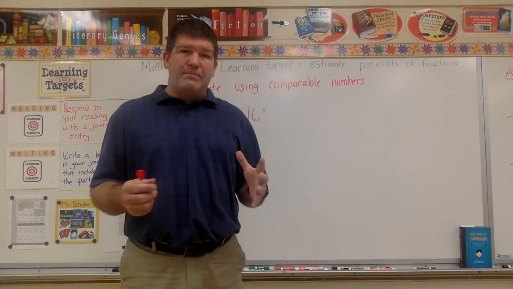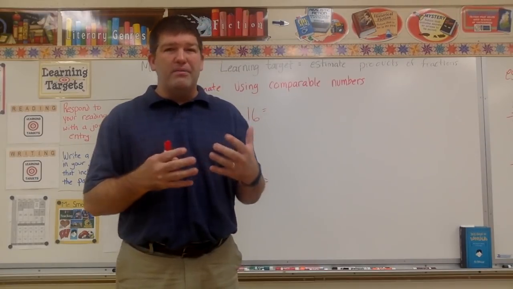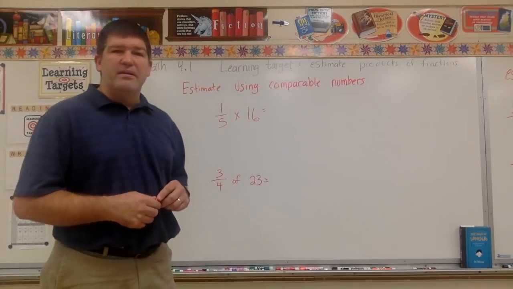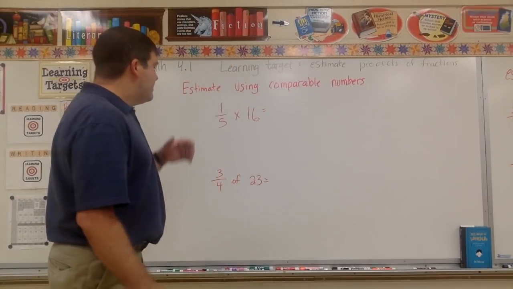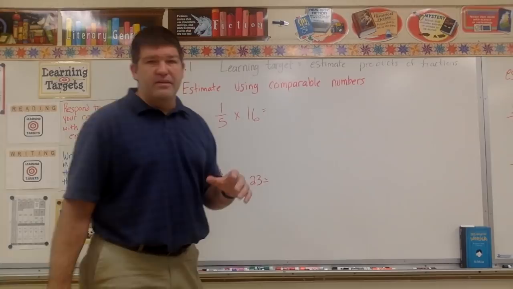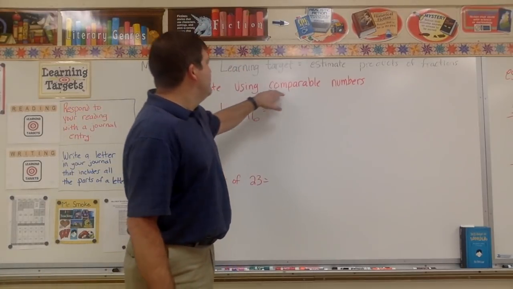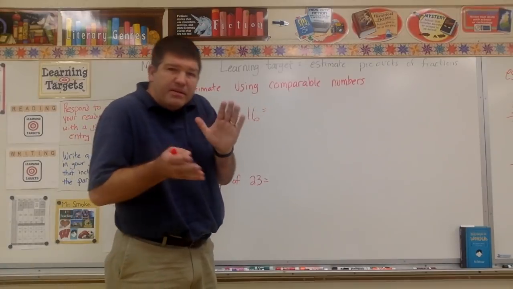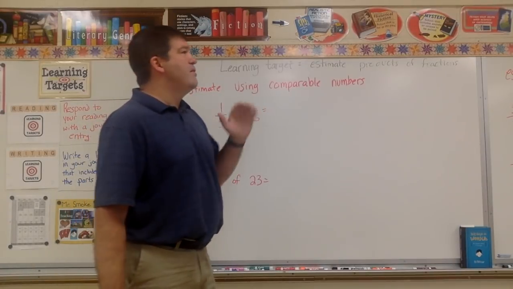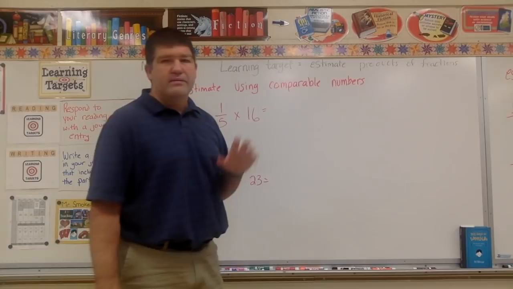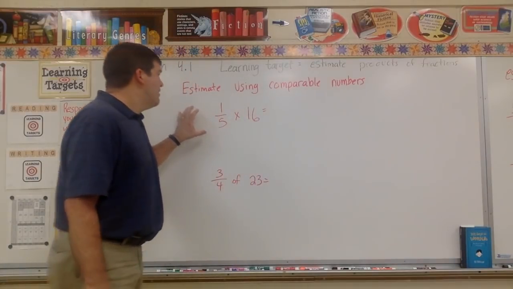But you want to estimate. So it's about. It's not the exact, but it's about. Okay? Now, I'm going to tell you a couple different ways to do this. You can do it through estimating, using comparable numbers, something that's pretty close, and you can do it through rounding. Okay, so let's start with this method here.